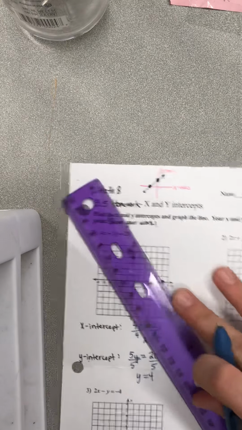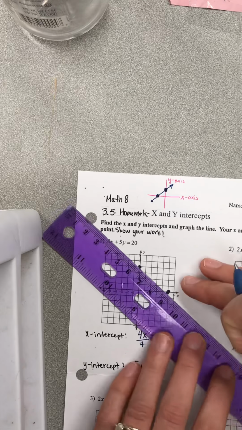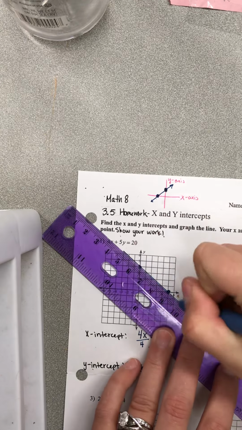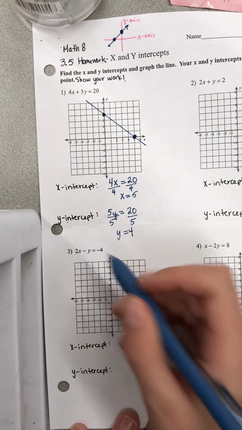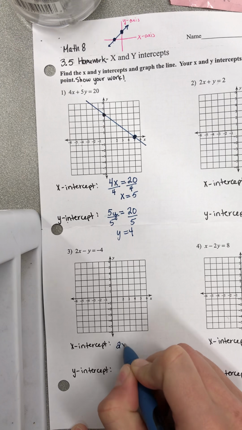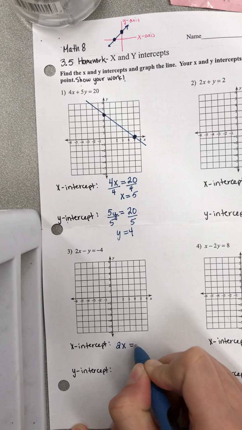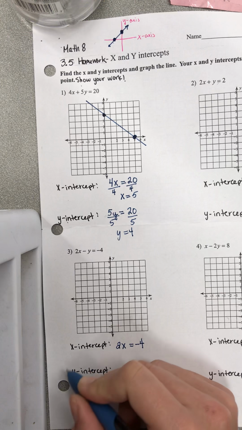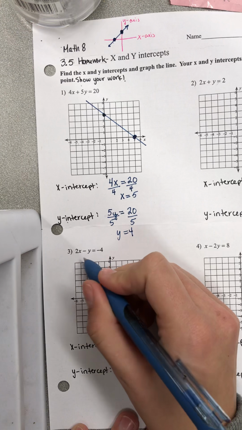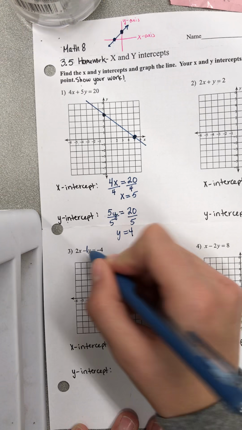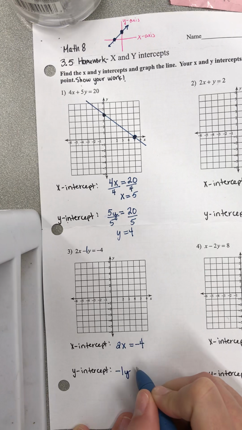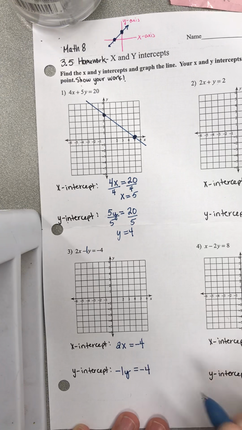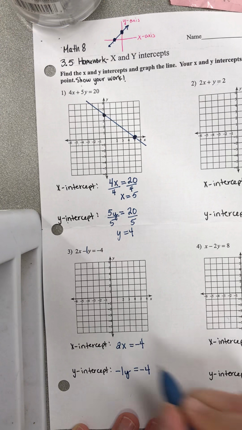From there, make sure you use your ruler to connect the two dots and extend your line all the way through the grid. If you look at example 3, you want to take your x term, which is a positive 2x, and set it equal to the opposite side. To find your y-intercept, you want to take your y term. Now, be very careful because that is an invisible negative 1y in front, and that's going to equal negative 4 as well. Now we're going to solve it.